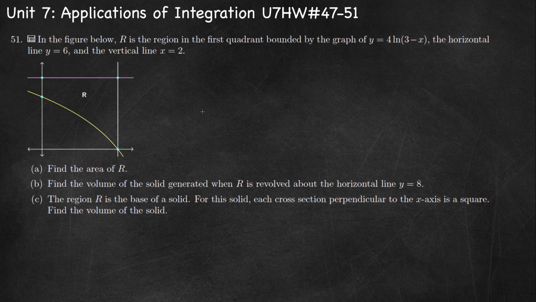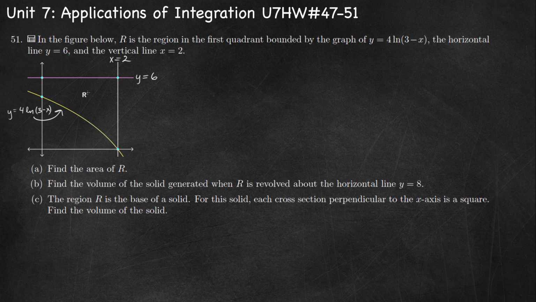And number 51, in the figure below, R is the region in the first quadrant bounded by the graph of y equals 4 ln 3 minus x, the horizontal line y equals 6, and the vertical line x equals 2. Find the area of region R. Okay, so we can decide if we want to do this as dx or dy. I'd rather do it as dx so I can do it with just one integral. If you were to try and do it as a dy problem, you'd have to split it right here and do it as two separate integrals.